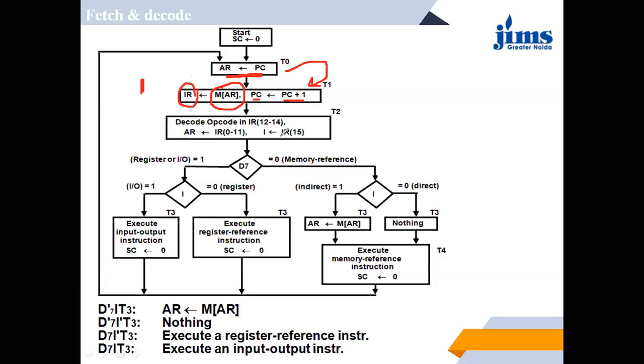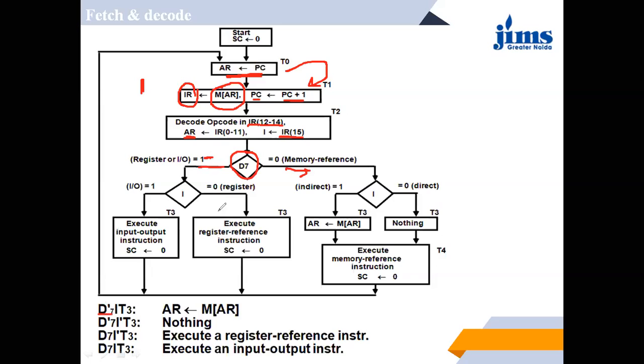Then we check for the direct or indirect mode. We check for the opcode, that what's the operation we have to perform, and then address register. We'll check the value of the operation, that D7, we have to perform D7 or not. If this is register or input output, then the flow will be in this side, otherwise it will select the memory reference instructions.